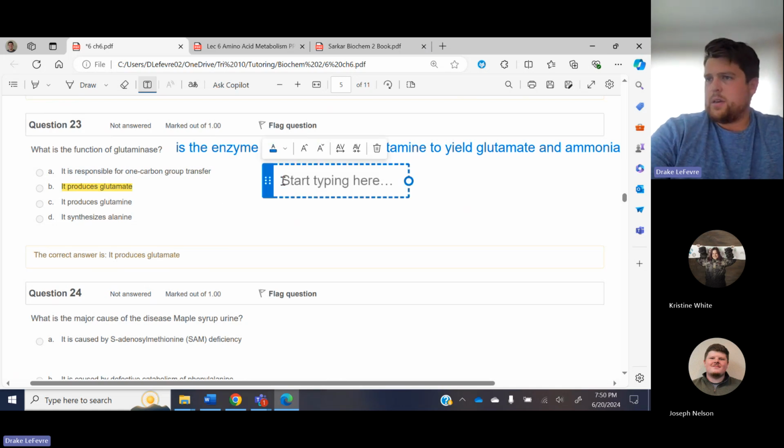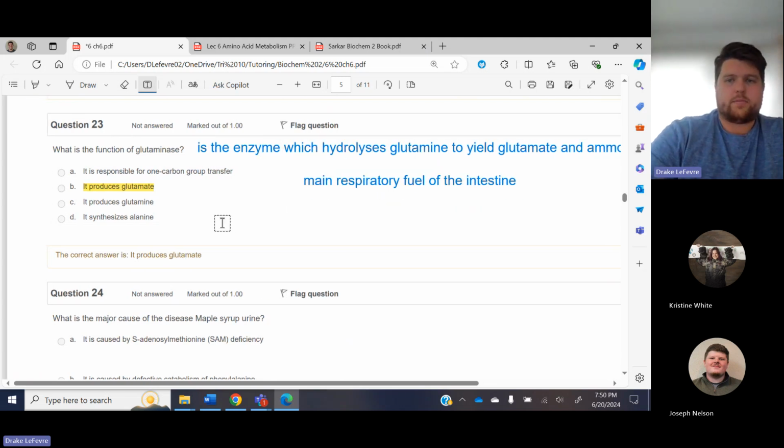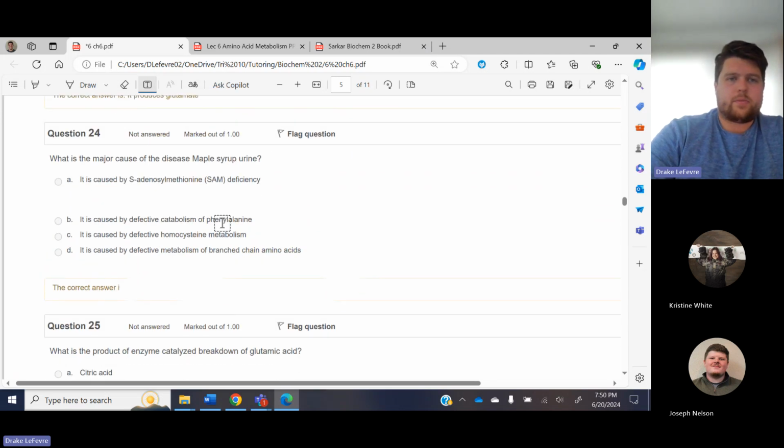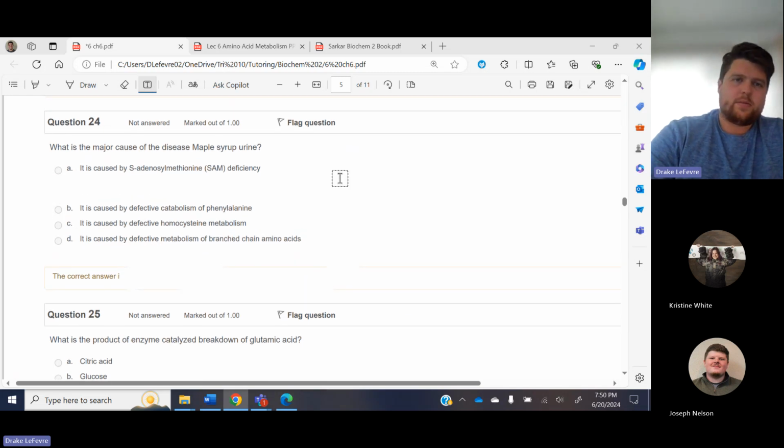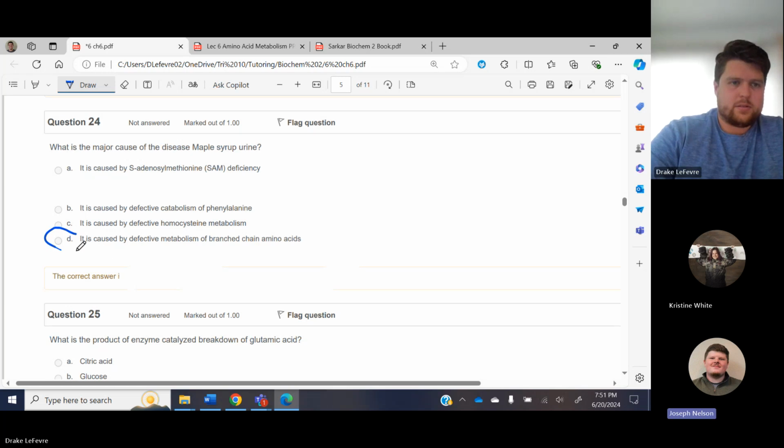And we also say this is the main respiratory fuel of the intestine, glutaminase. What is the major cause of maple syrup urine disease? With maple syrup urine disease, do you remember which one that was? Branch chain. Yeah, good, the branch chain. If you want to connect those even a little bit more, what was the mnemonic for branch chain amino acids? Live on a branch.